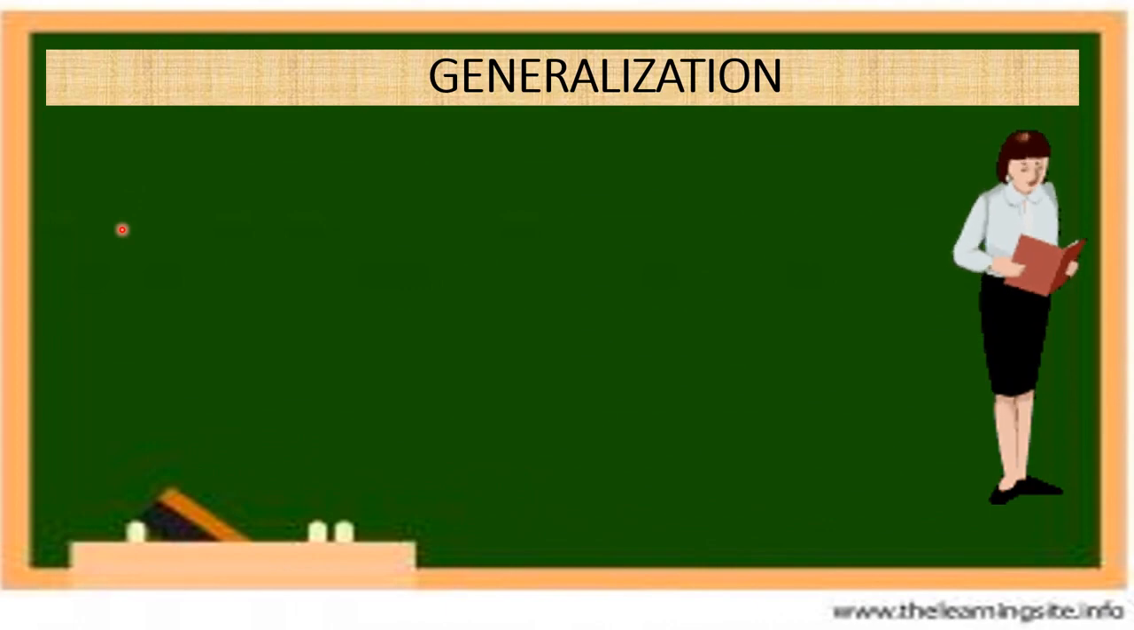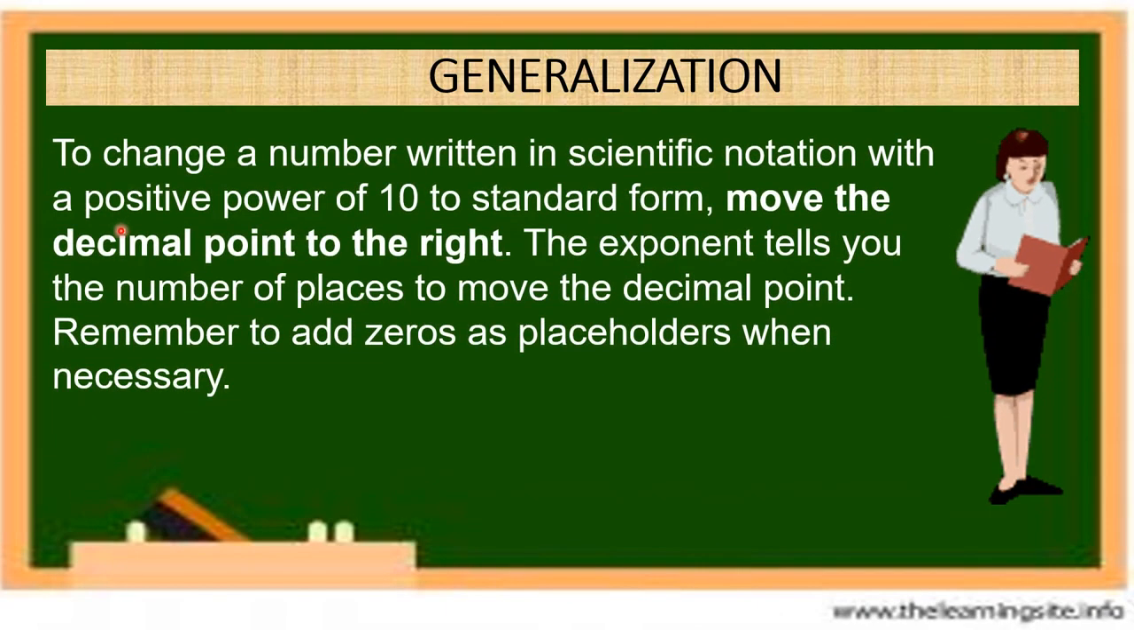Change the number in scientific notation with a positive power of 10 to standard form. Move the decimal point to the right. The exponent tells you the number of places to move the decimal point. Remember to add zeros as placeholders when necessary.